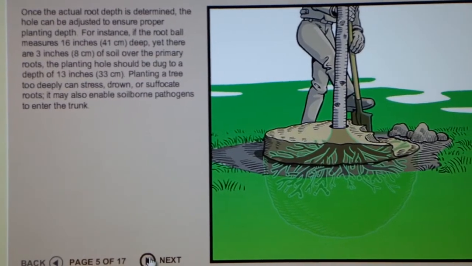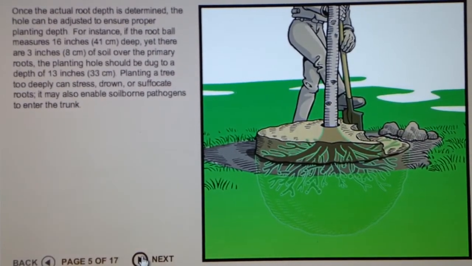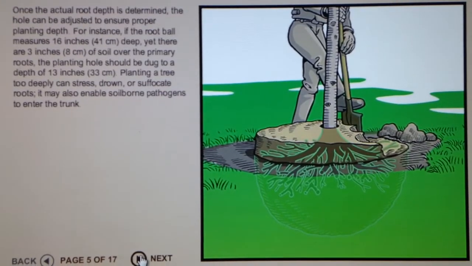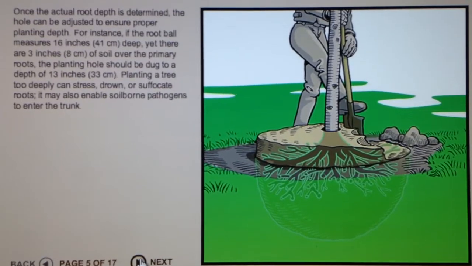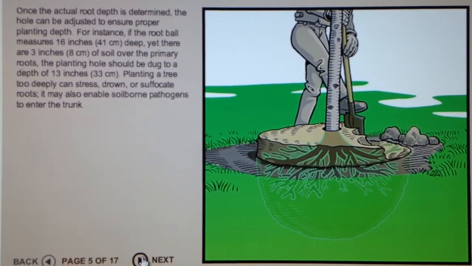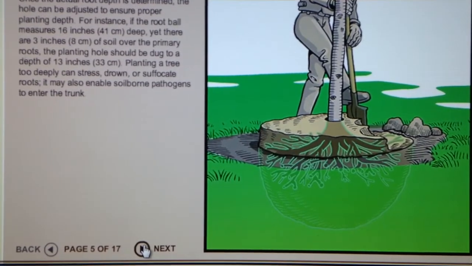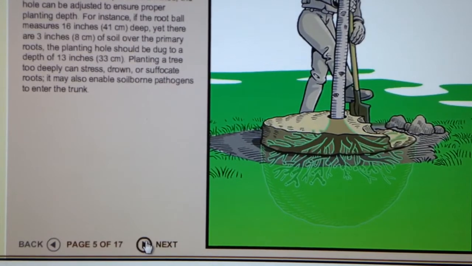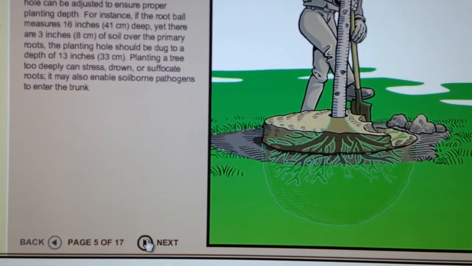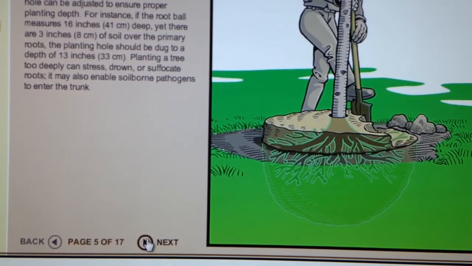Once the actual root depth is determined, the hole can be adjusted to ensure proper planting depth. For instance, if the root ball measures 16 inches, 41 centimeters, deep, yet there are 3 inches, 8 centimeters, of soil over the primary roots, the planting hole should be dug to a depth of 13 inches, 33 centimeters. Planting a tree too deeply can stress, drown, or suffocate roots. It may also enable soil-borne pathogens to enter the trunk.